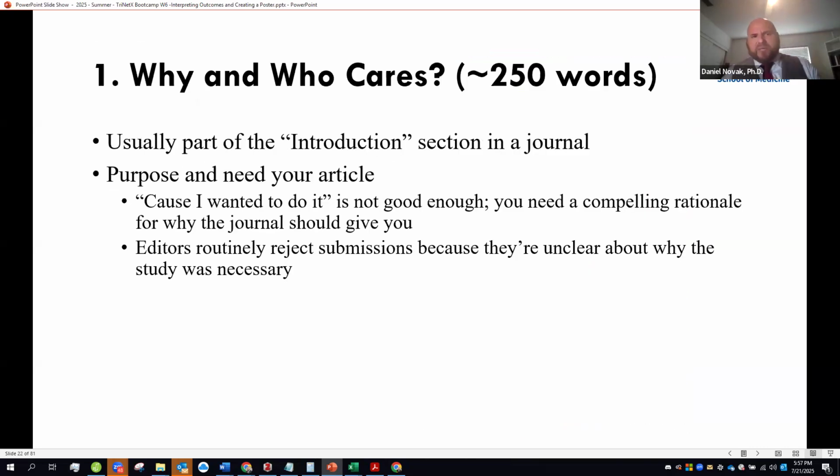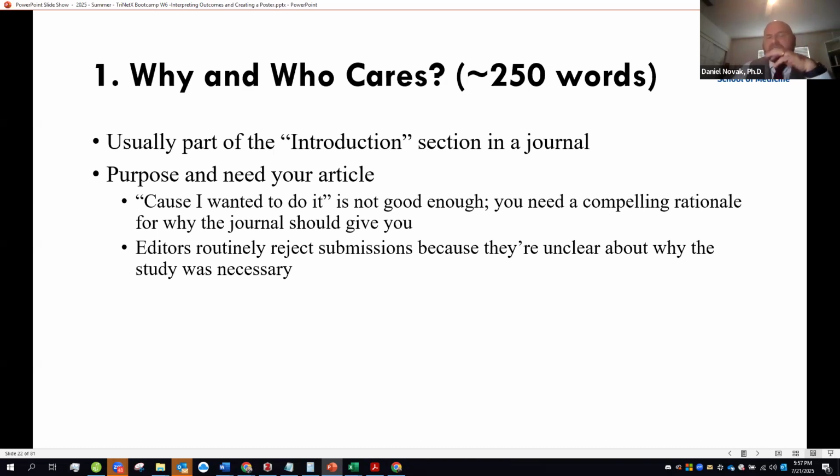So let's look at their paper and how they do this. The why and who cares is usually part of the introduction section in those journal articles. There's usually not a special separate introduction and then literature review, though some journals do have that format. Your mileage may vary. But it's the purpose and need for your article. Because I want to do it is not good enough. You need a compelling rationale for why the journal should give you any page space.